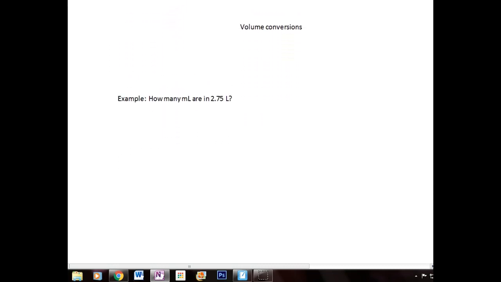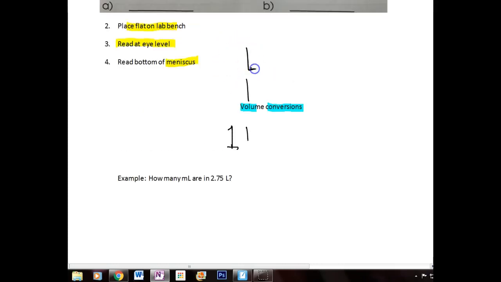Sometimes in chemistry class, what we need to do is be able to interconvert between different units of volume. So let's talk about one of our main conversion factors that we use in chemistry class, the liter.